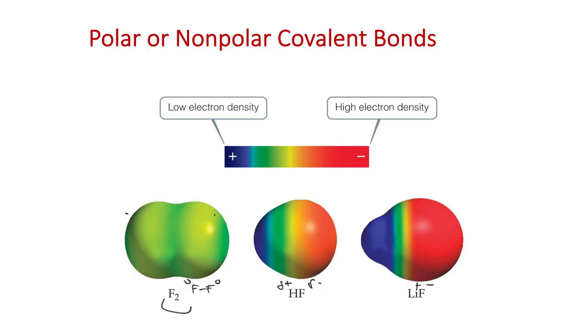And that's a delta sign here. So the symbol I'm writing here is the Greek letter delta, delta plus for partial positive, and then delta negative for partial negative.